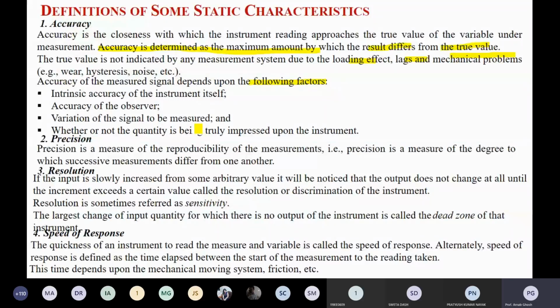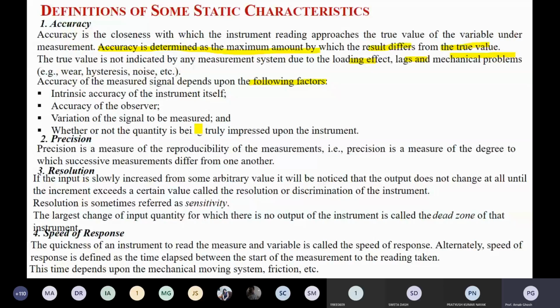Okay, so next one is the resolution. Resolution means sometimes your voltmeter is giving 10 volt. Okay, so you are gradually increasing that value from 10 volt to 20 volt. Very small changes of that input should not change the output, means your pointer should not differ or vibrate for the very minimal changes of the input.